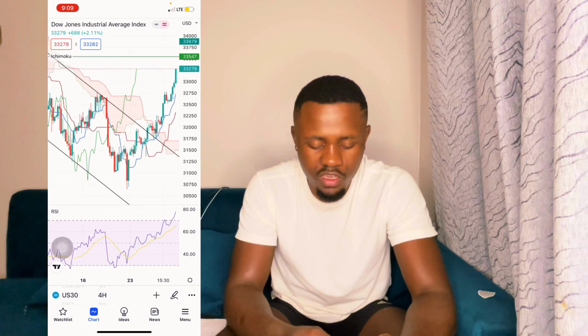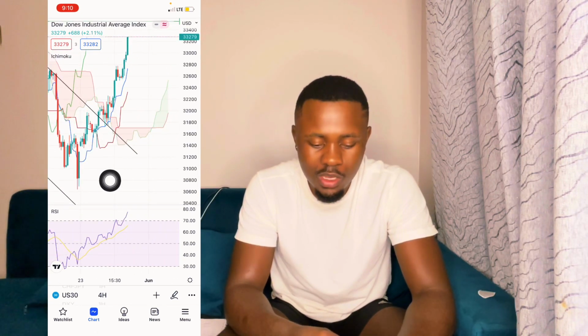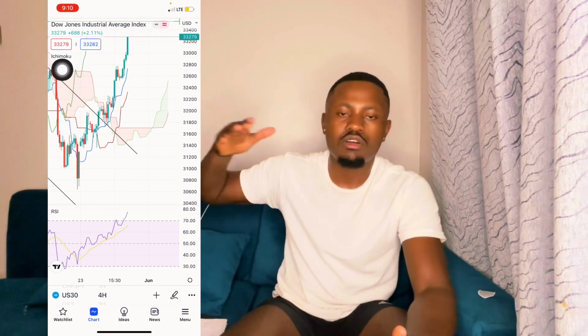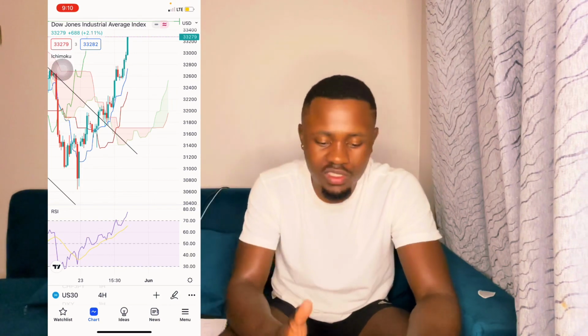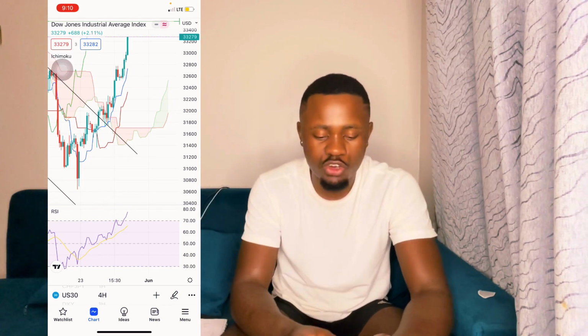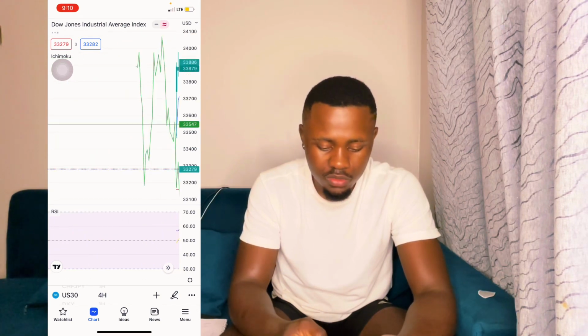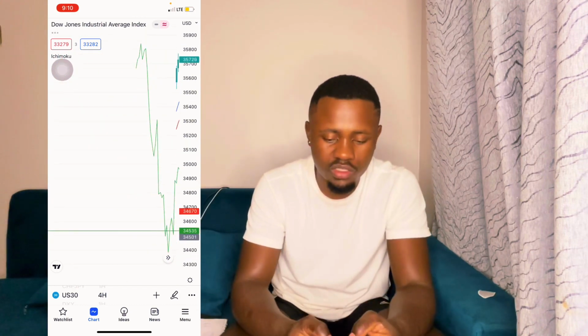As you can see currently, we have seen our Ichimoku cloud crossing, we have seen our moving average crossing, and then we see the green line trading far away from the market, which makes this a valid buy trade. We can even go back, and let me first remove my RSI so that you can see these clear uptrends and downtrends.